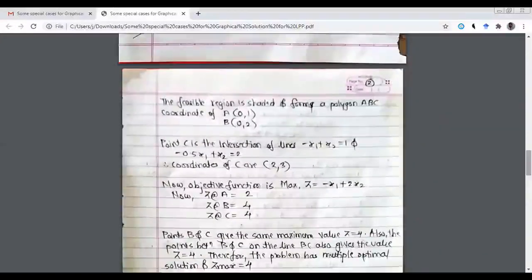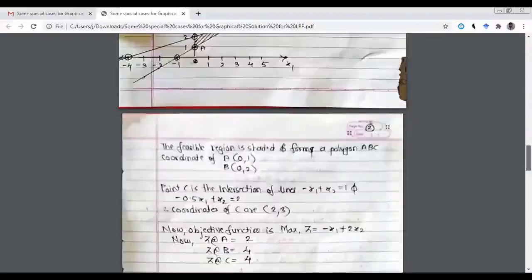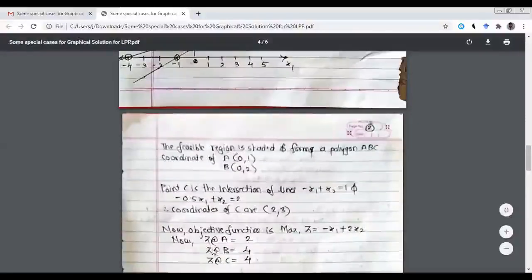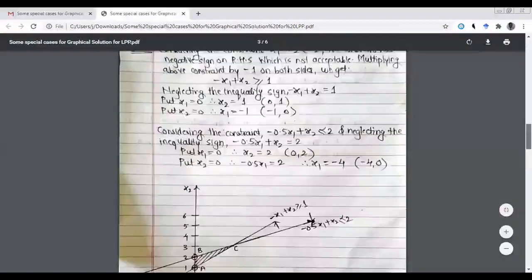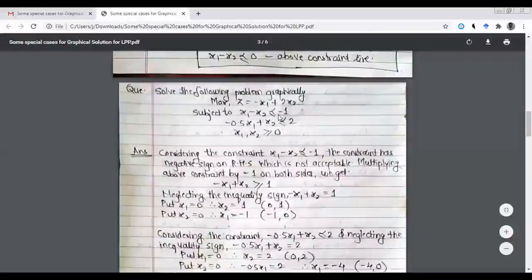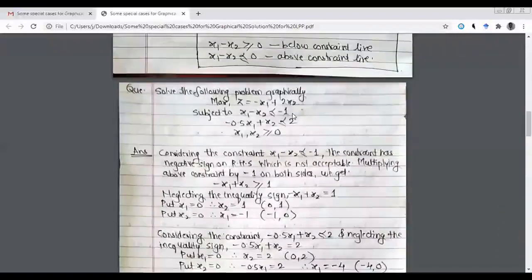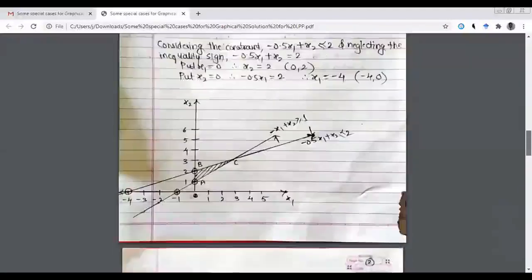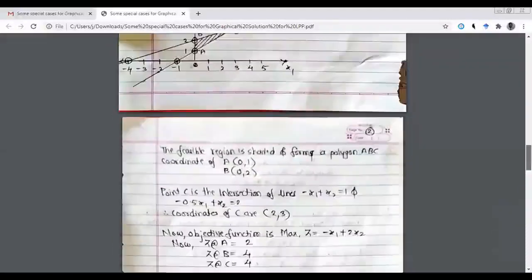If we find the values of z at all the coordinates, we get z at A is equal to 2, z at B is equal to 4, and z at C is equal to 4. Now you can see why I've taken this numerical. The very first thing that I wanted to explain while taking this numerical was that the minus sign is not acceptable on the right hand side of the constraint. Make a note somewhere that this minus sign is not accepted on the right hand side. And another thing is, now we have got a solution.